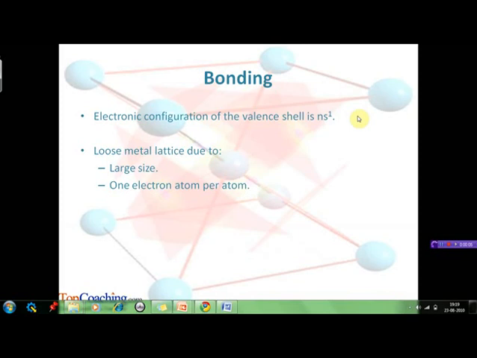The electronic configuration of the outermost electron shell of alkali metals is ns1. The large size, along with only one valence electron per atom, results in loose metal lattice formation by the alkali metals. Let us see how these factors affect the bonding in alkali metals.